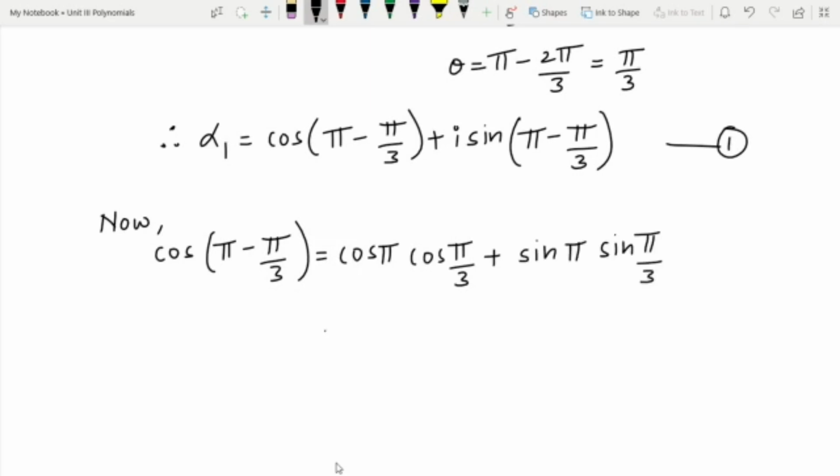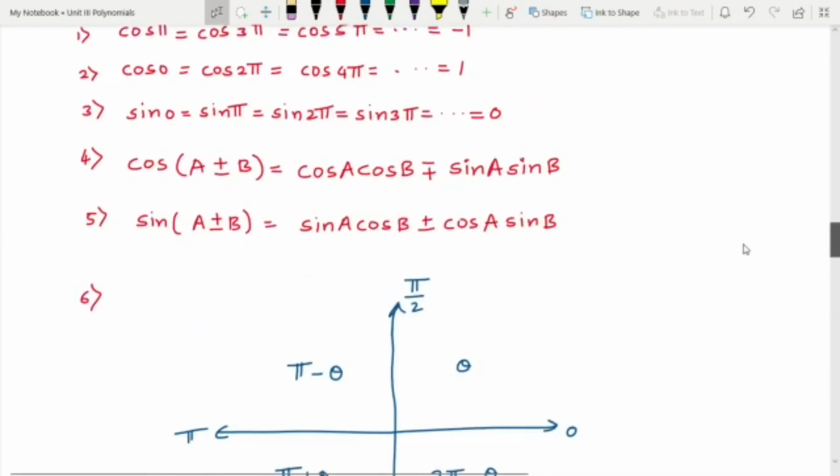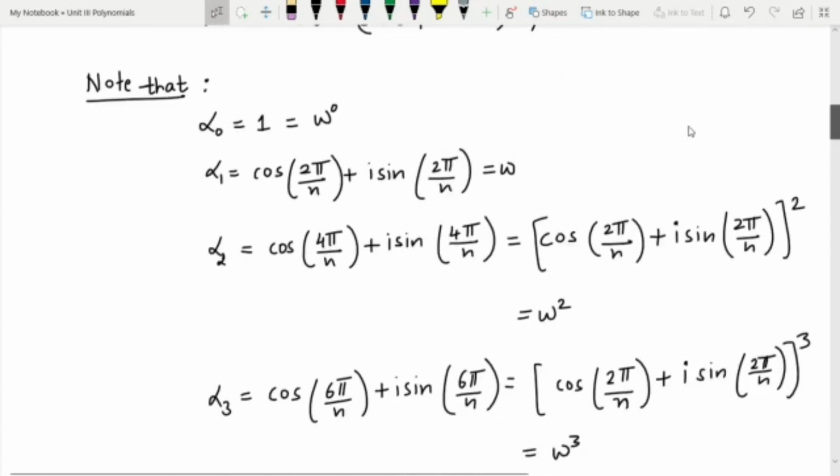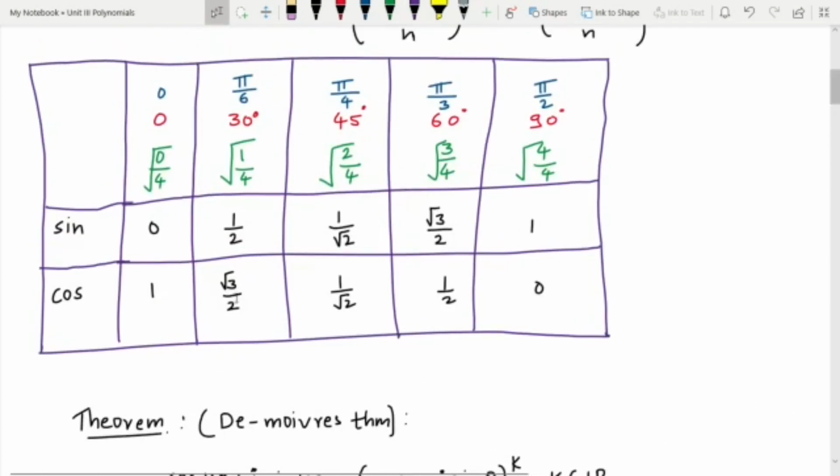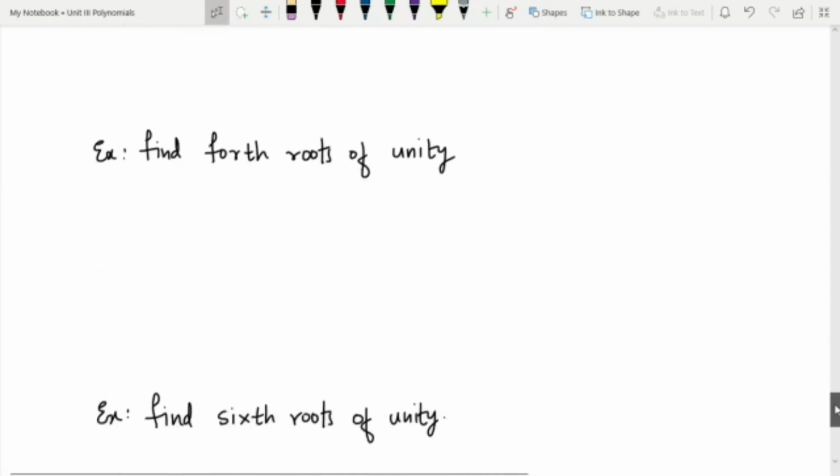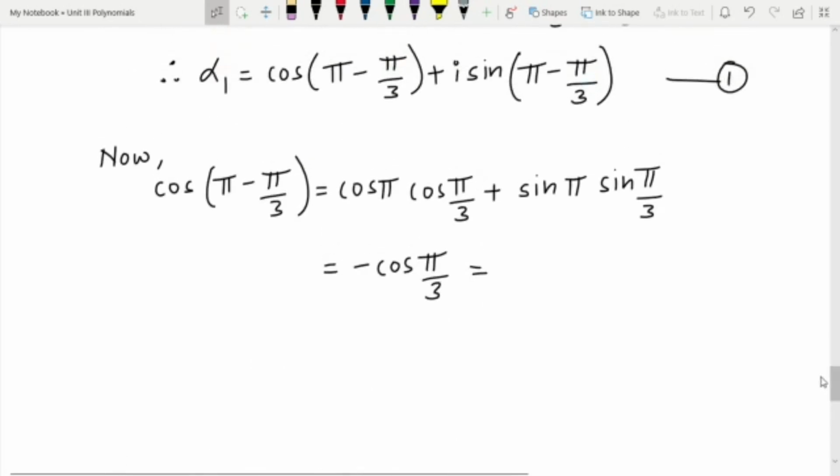Now we already know that sine of pi is 0 and cos of pi is minus 1, so this will be minus cos of pi by 3. But what is cos of pi by 3? Since we have already done the table for that purpose, we'll see the value of cos of pi by 3. So it is half, isn't it? So this will be then minus half, right?